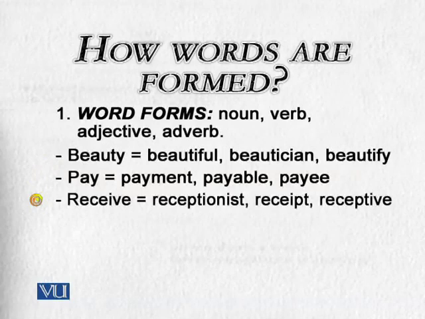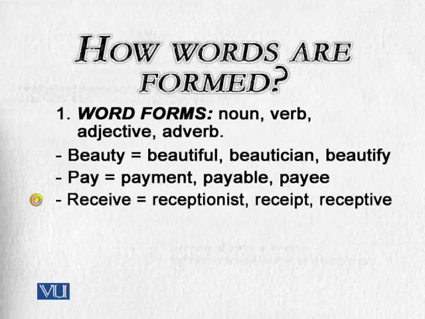From beauty, you can change it into beautiful, then beautician, and beautify. Now, beautiful, of course, is an adjective. Beautician is a noun. And beautify is, of course, its verb. And beauty is, in itself, a noun. And the second example, pay. Pay is a noun also. Pay is a verb also. And then payment is again a noun. Payable is an adjective. And then payee, again a noun, the one to whom you actually pay.